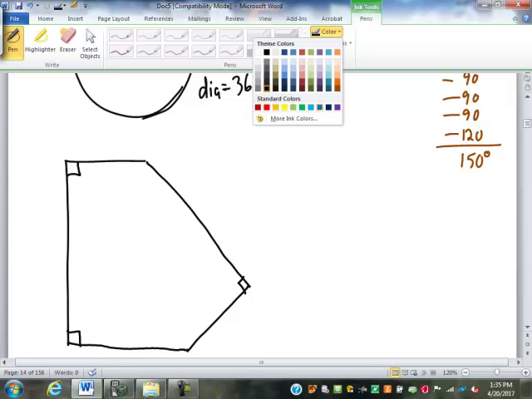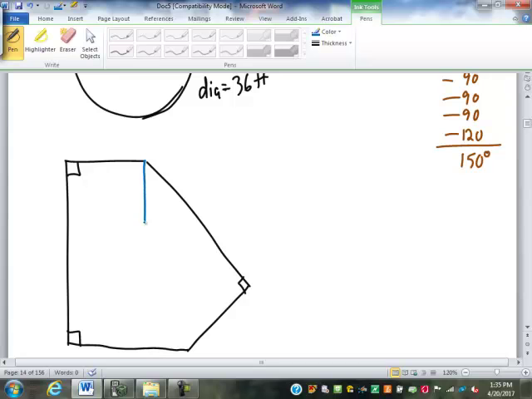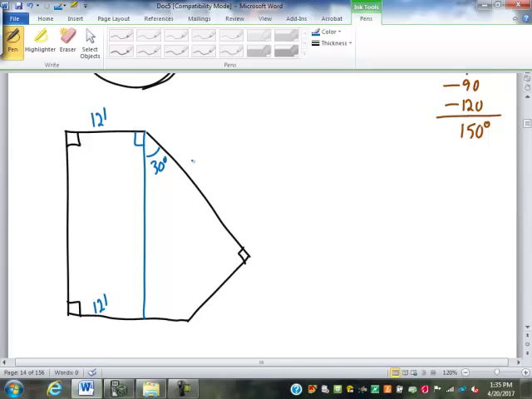We can cut this down here. This is 12 feet here. This is 12 feet here. This angle was 120. This will be 90. This will be 30. We can do that. That tells us this is going to be 18 feet. This is going to be 6 feet, right?